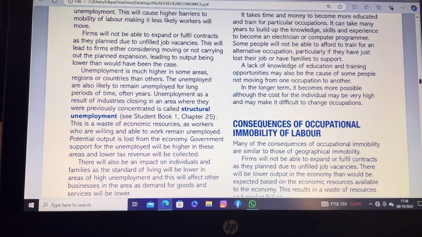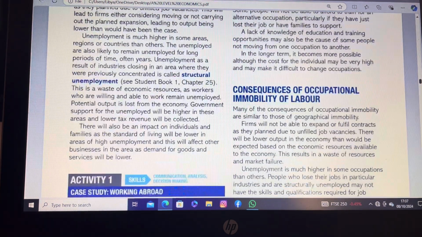They said there will also be an impact on individuals and families, as the standard of living will be lower in areas where there is high unemployment, and it will also affect the businesses in that area, because if there is a high unemployment rate, it means there will be a fall in the demand for goods and services. If there's a fall in demand for goods and services in certain areas, it means businesses may not succeed in that area.